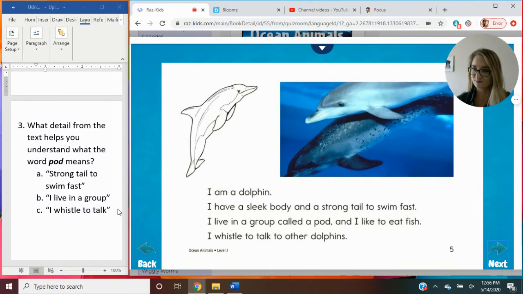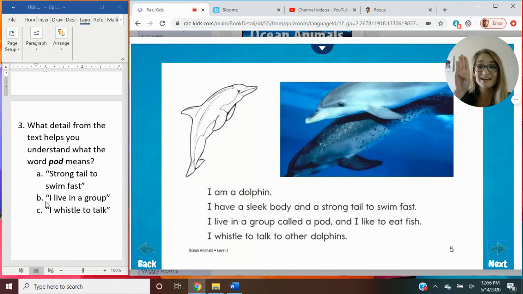So which choice, boys and girls, is the best choice for you to pick? Which one tells you what the word pod means? We already said not a strong tail and to swim fast. No, not A. So it's either B or C. Tell your families. Which part tells you what a pod means?